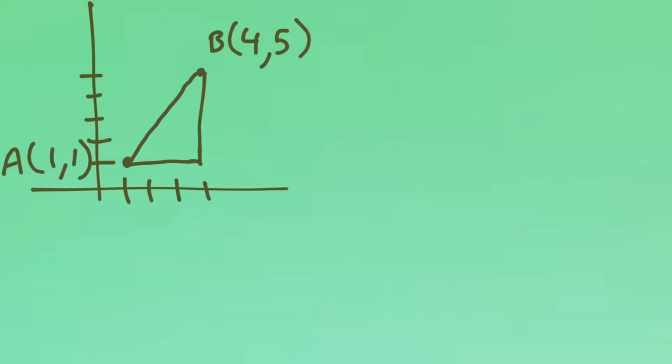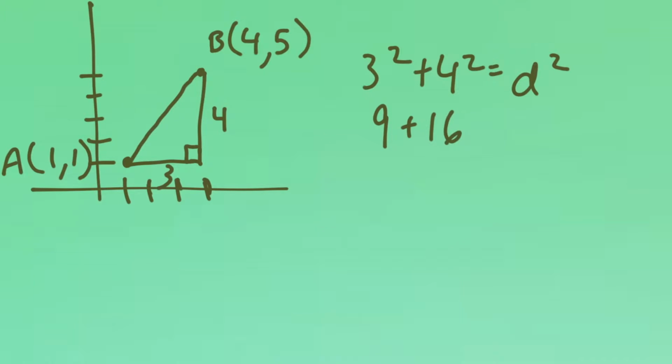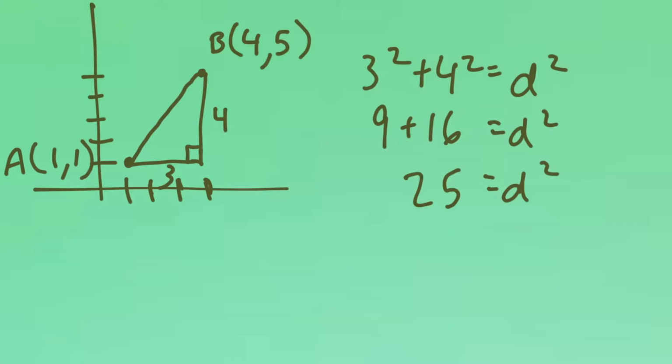So we can make that into a right triangle, and we can count the sides. So this is 1, 2, 3, that's length 3, then 1, 2, 3, that's 4. So 3 squared plus 4 squared equals d squared. I'm just calling it d for the distance from A to B. That's 9 plus 16 equals d squared. That's 25 equals d squared, and we need to get d by itself so we can square root both sides. Square root of 25 equals d, d equals 5.